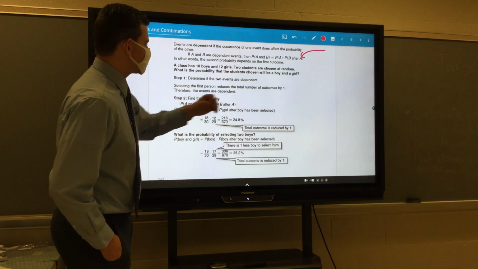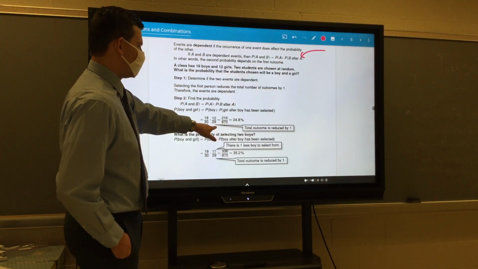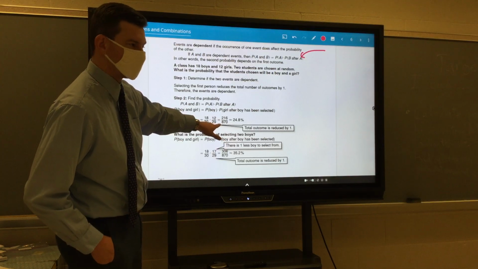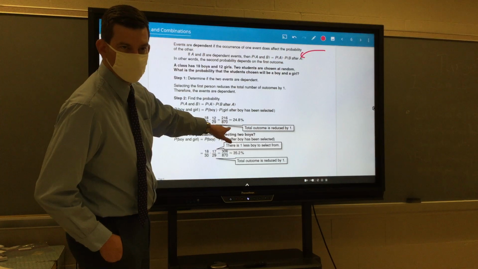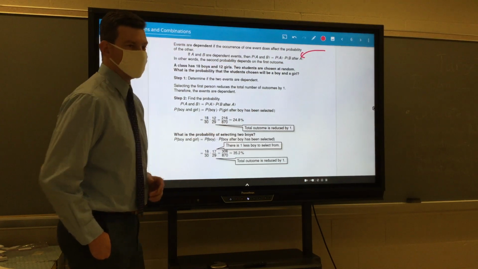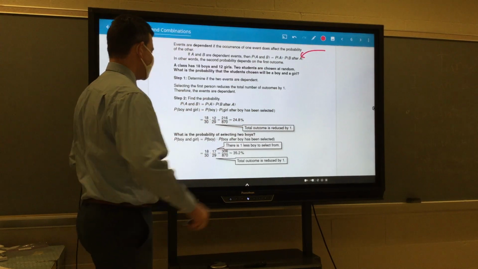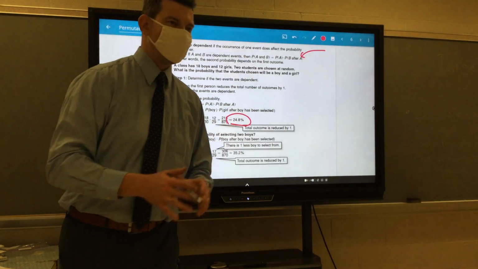Our second selection should be a girl then, 12 girls, but now we only have 29 students left after we've made that first selection. So because of that changing total, these are dependent events. 18 out of 30 times 12 out of 29. Here's our probability. There's about a 24.8% chance of that happening.